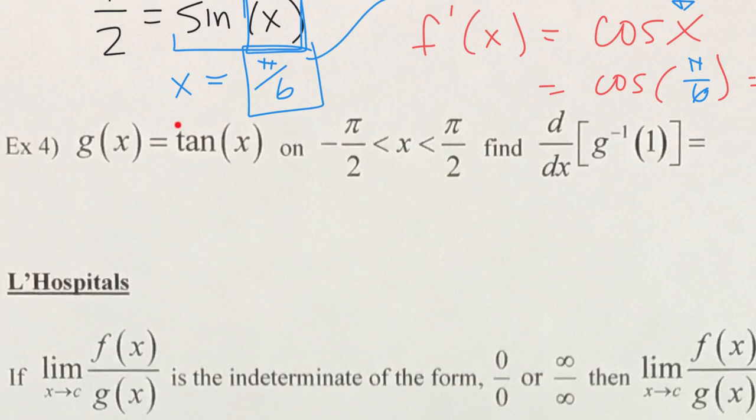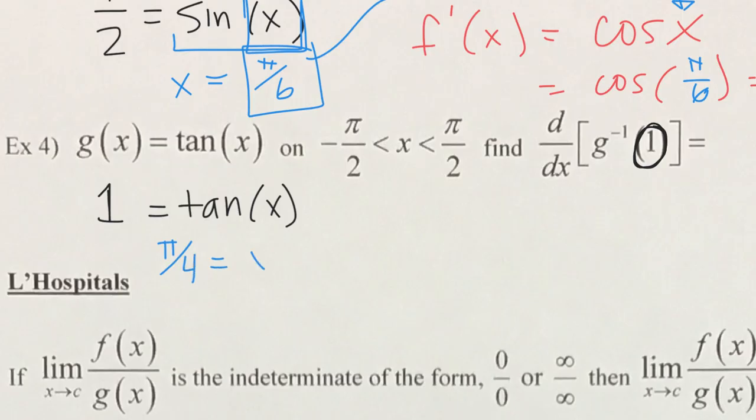Okay, so here's another trig one. g is the tangent function. So we want to know what is the derivative of the inverse tan function evaluated at 1. First of all, this 1 is an x value for the inverse, which means it's the y value for your function. So we want to know at what angle the tangent has a value of 1. Once again, if you know your unit circle, that happens at pi over 4, or 45 degrees.